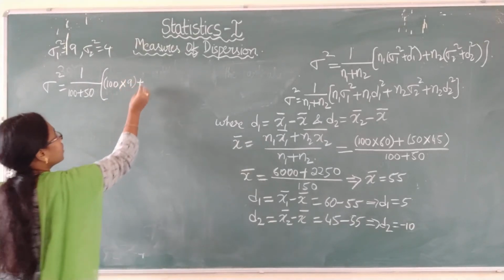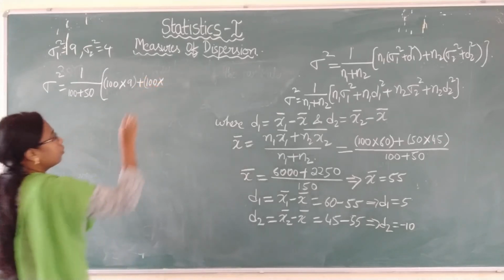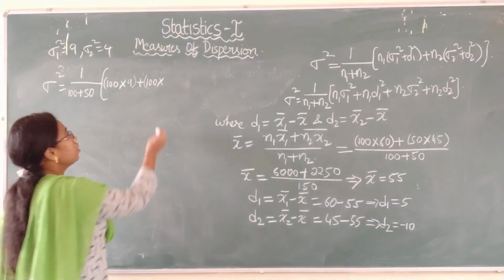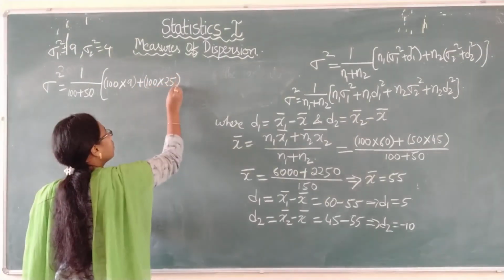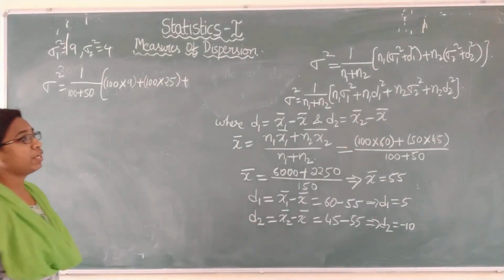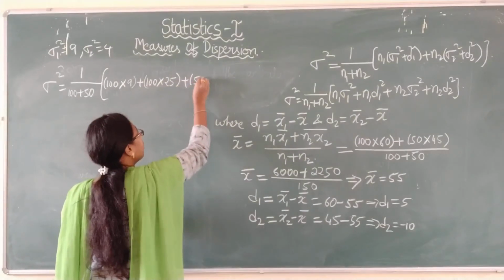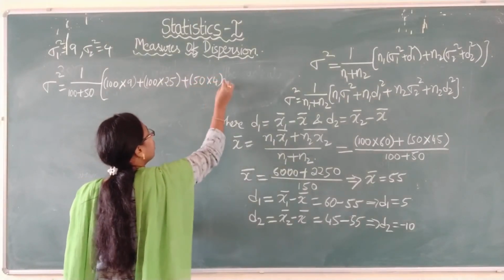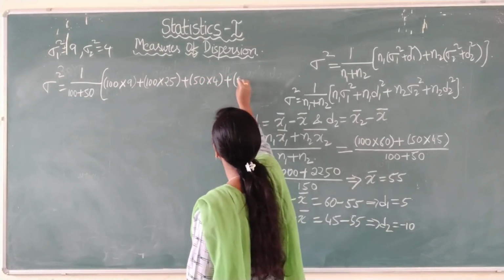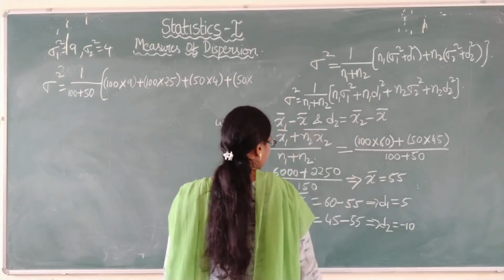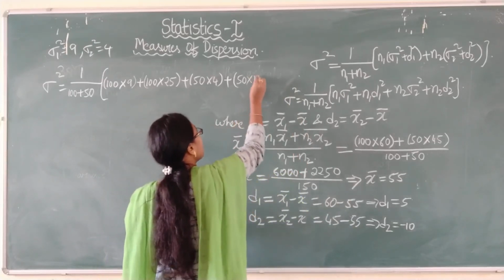n1 into d1 square. So what is n1? 100 into d1 is 5. So 5 square is 25, plus next is n2 into sigma 2 square. n2 value is 50. So 50 into 4 plus n2 into d2 square. n2 value is 50 into d2 value is minus 10. Minus 10 square is 100.